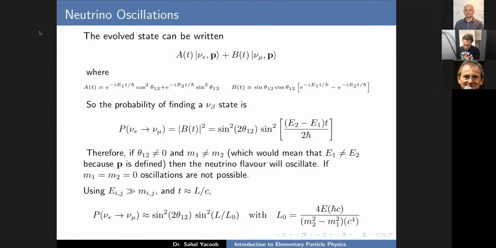Here's our final evolved state. And then if we want the probability of measuring that as a tau neutrino, we take the square of the absolute value of the BT term, which is written out here. If we wanted the probability of remeasuring exactly what we found, an electron neutrino, we would take the AT term here.